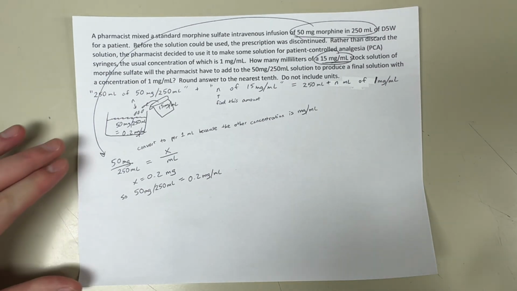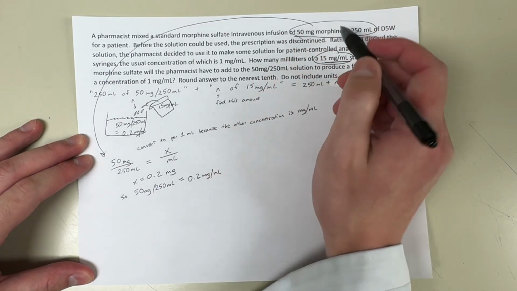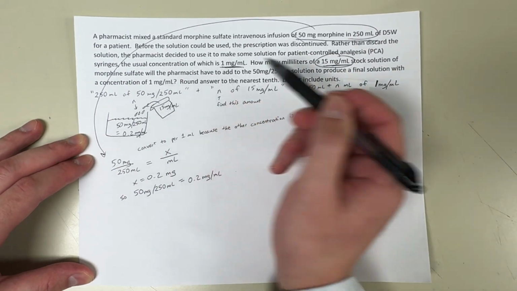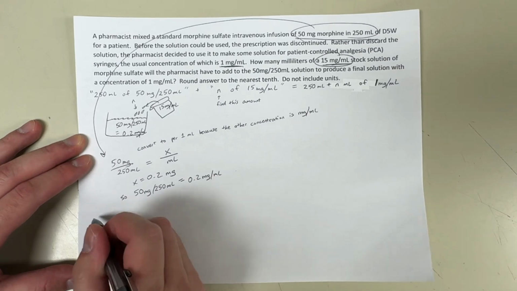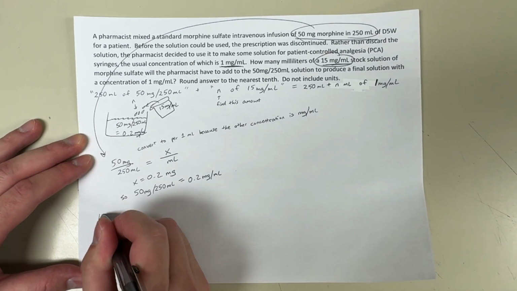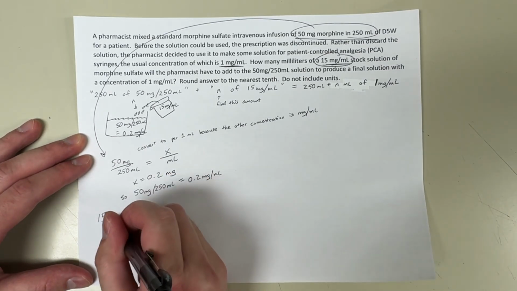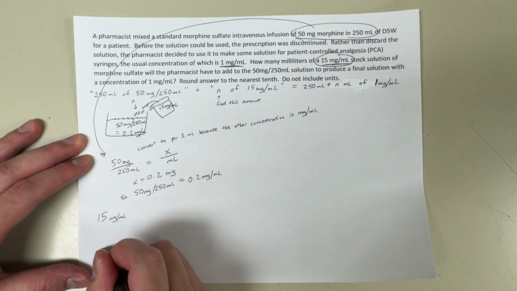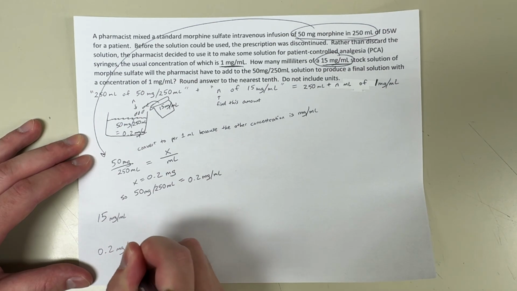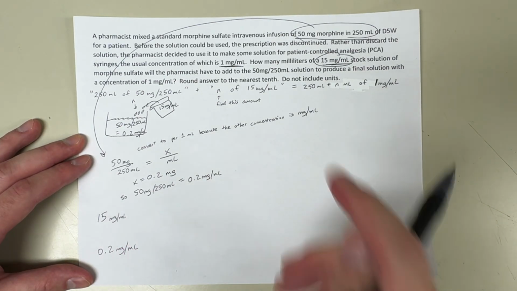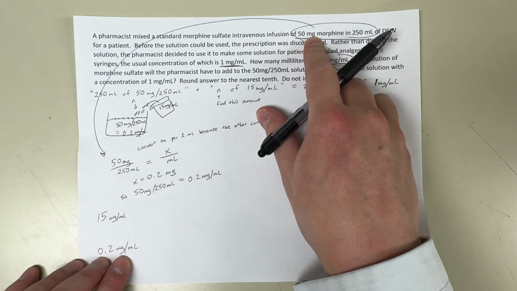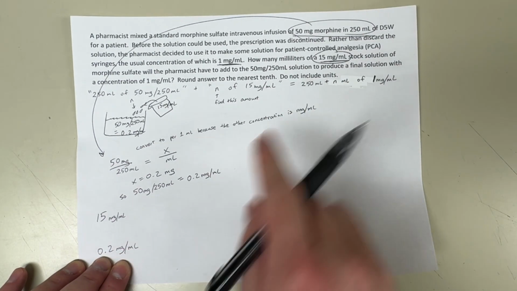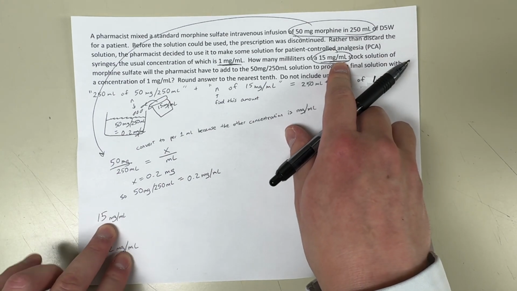So now I'm going to do alligation, because I'm trying to use this solution that they made plus a stock solution, and I'm trying to make this 1 milligram per milliliter. When you do alligation, you just get one concentration. Well, this time I'm using the concentration 15 milligrams per milliliter, and then I got a 0.2 milligram per milliliter. I just converted this 50 per 250 to 0.2 milligrams per milliliter, and then I got my 15 milligram per milliliter stock solution.